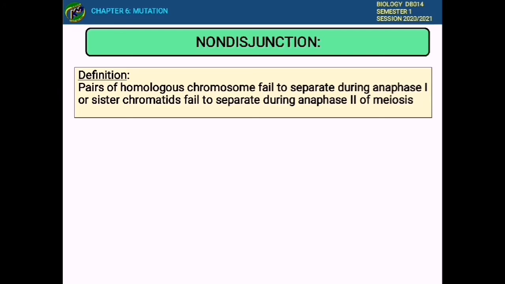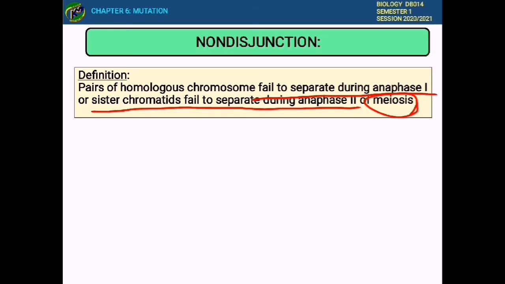So, what is actually non-disjunction? Non-disjunction is when pairs of homologous chromosomes fail to separate. The words here are fail to separate during anaphase 1, or sister chromatids fail to separate during anaphase 2 of meiosis. So non-disjunction occurs during meiosis, either during anaphase 1 or anaphase 2.